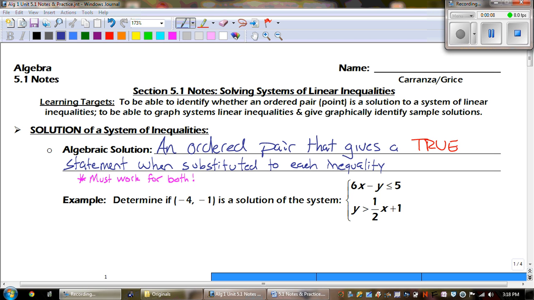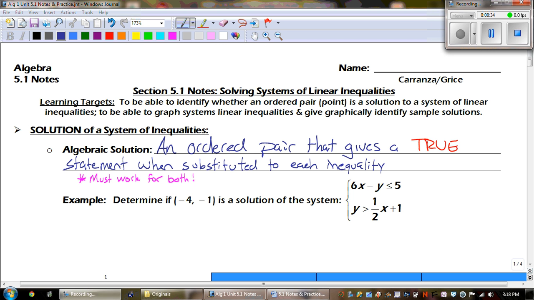Today we're talking about solving systems of linear inequalities. Our learning targets today are to be able to identify whether an ordered pair or point is a solution to a system of linear inequalities, to be able to graph systems of linear inequalities, and give graphical evidence and identify sample solutions. Now, before we get started, we do have a couple definitions to go over.